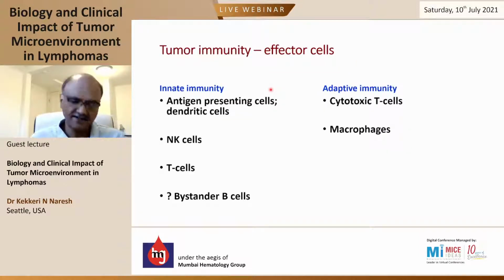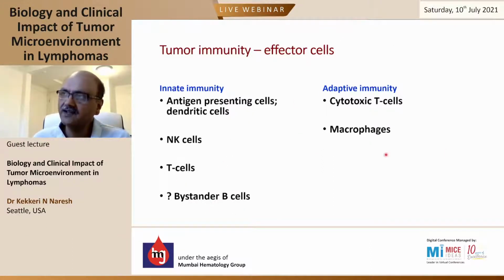So just to understand what are the effectors in tumor immunity, I think there are a few innate immune cells like the antigen-presenting cells, the NK cells, the T cells. These are not dependent on the kind of antigen. And we do not know where exactly standard B cells stand today, whether they are adaptive or whether they are native in terms of providing a response, and whether they do provide a response to tumor cells. That's also in question. We will briefly discuss this.